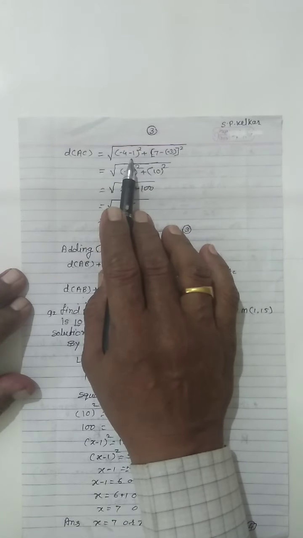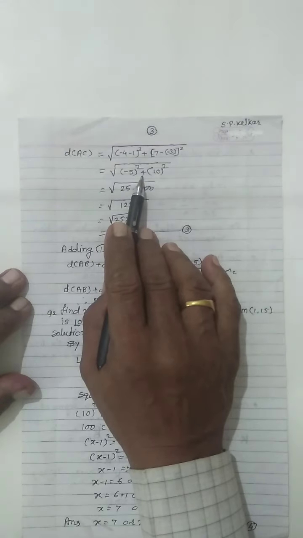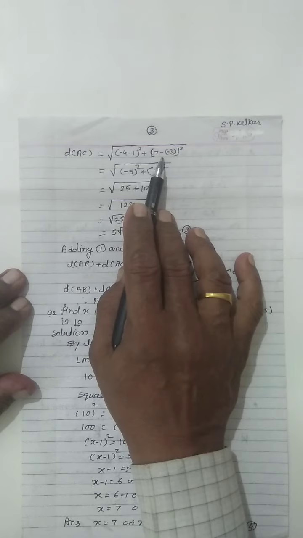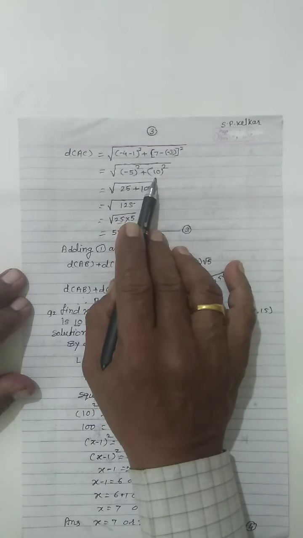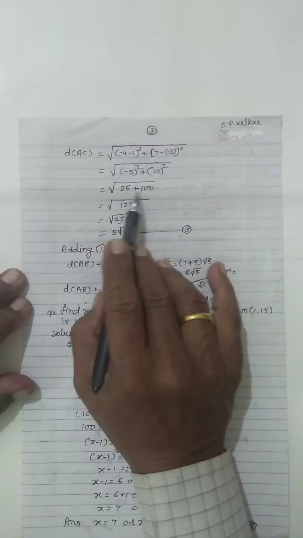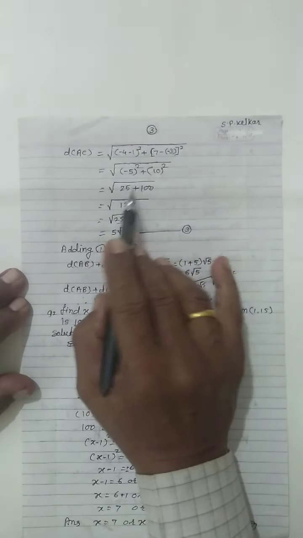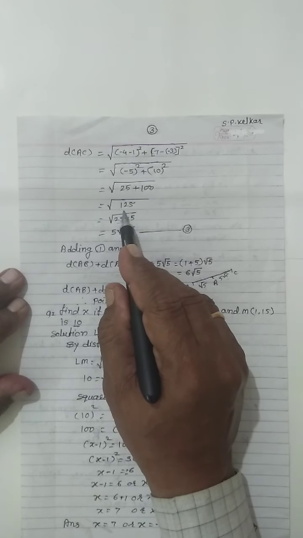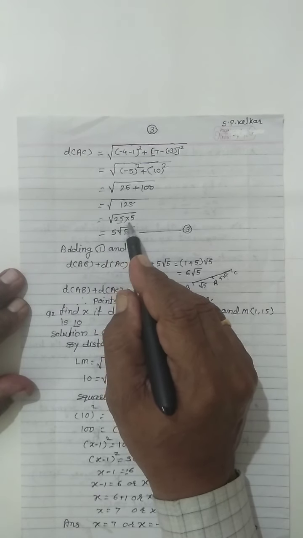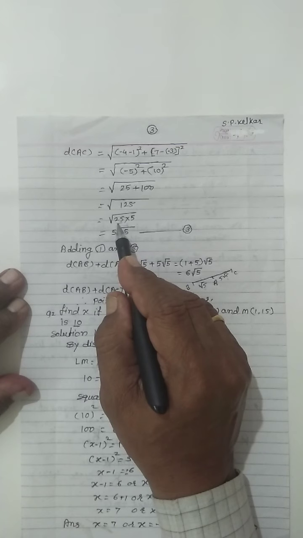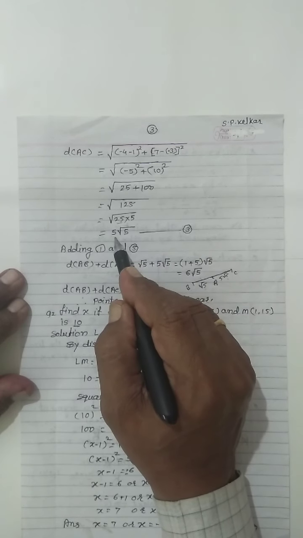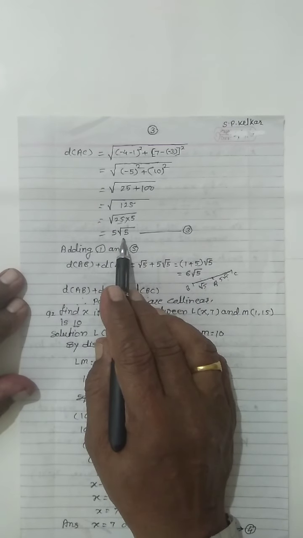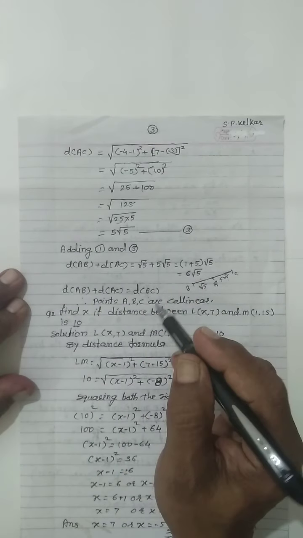Now -4 - 1 is -5, squared, plus 7 plus 3, that is 10 squared. Minus 5 squared is 25 and 10 squared is 100. The sum of these two is 125, and 125 is nothing but 25 into 5. We can find the square root of this: 25 is 5, so it is 5 under root 5. The length of AC is 5 under root 5, that is equation number 3.